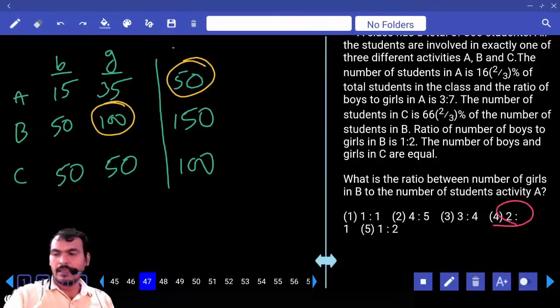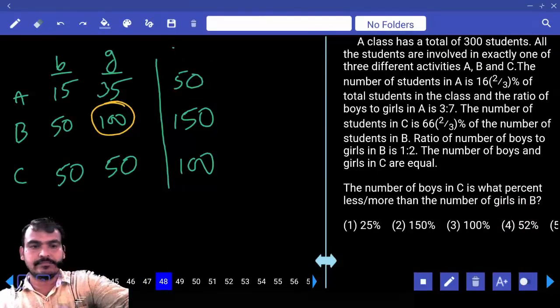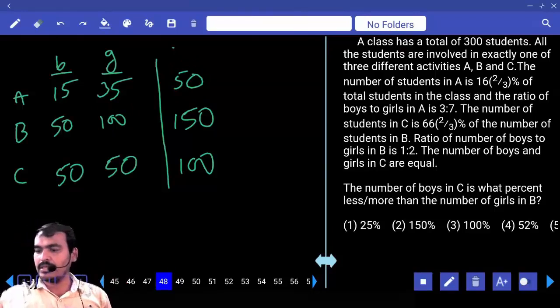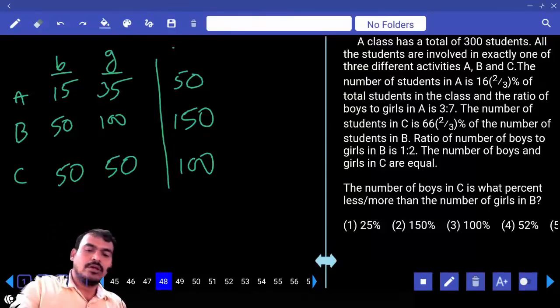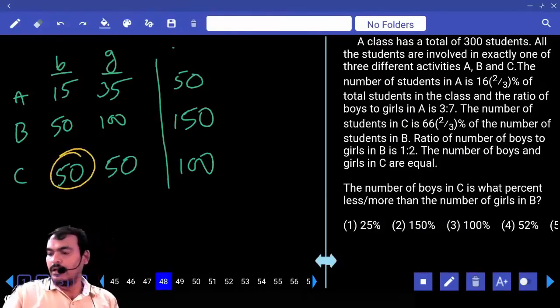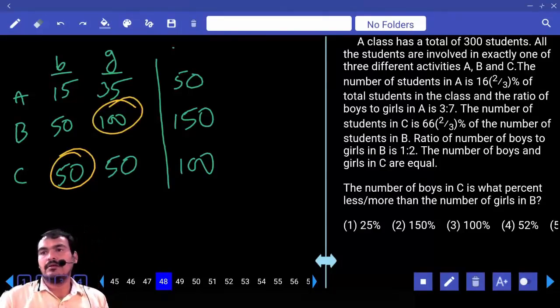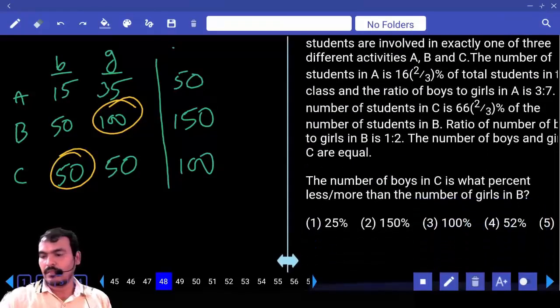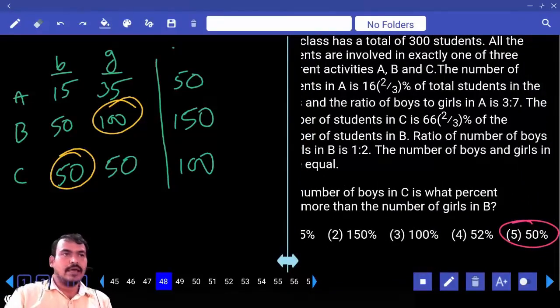Fourth one. Next, 48. The number of boys in C is what percent less or more than the number of girls in B? Boys in C is 50. Girls in B 100. How much percent less? 50% less. Which option? Fifth option, either less or more, 50% less.